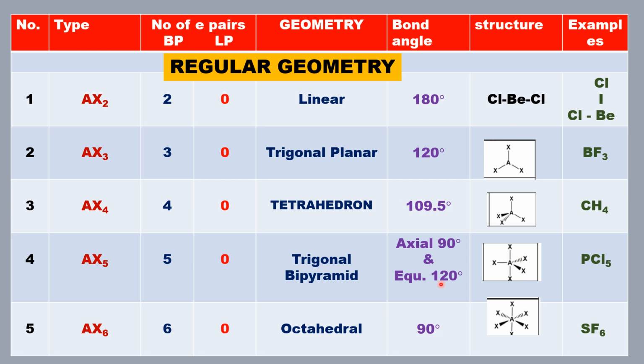Next, AX6 type. There are six bond pairs. The geometry is octahedral. For example, SF6, where the bond angle is 90 degrees. In this geometry, the bond pair repulsion is minimum. So this is the predicted geometry based on VSEPR theory.